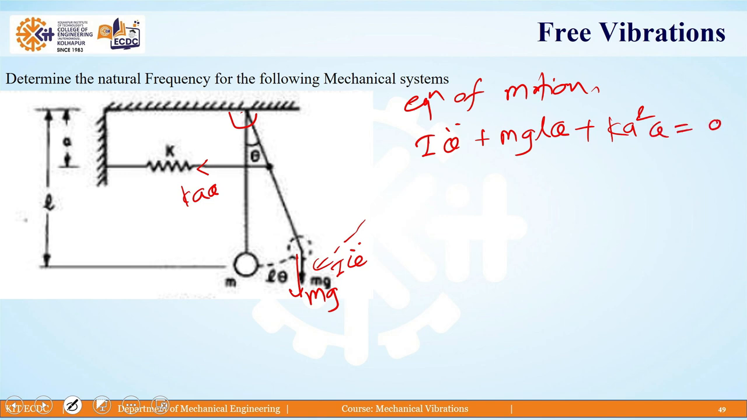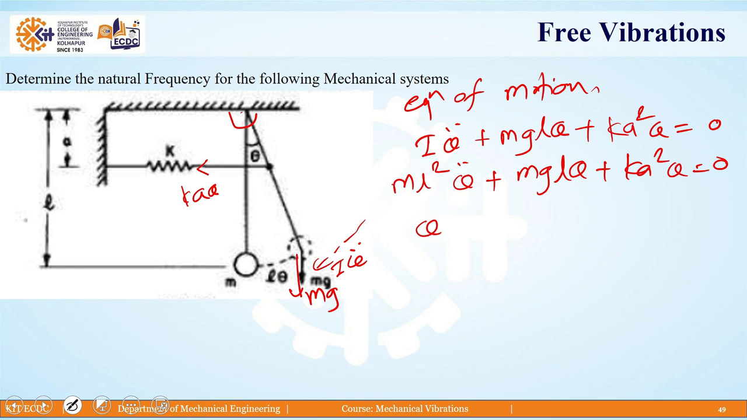So we can put ML square equal to I, that is the mass moment of inertia. All other terms remain as they are. We can convert this into a linear differential equation by dividing the equation by ml square.